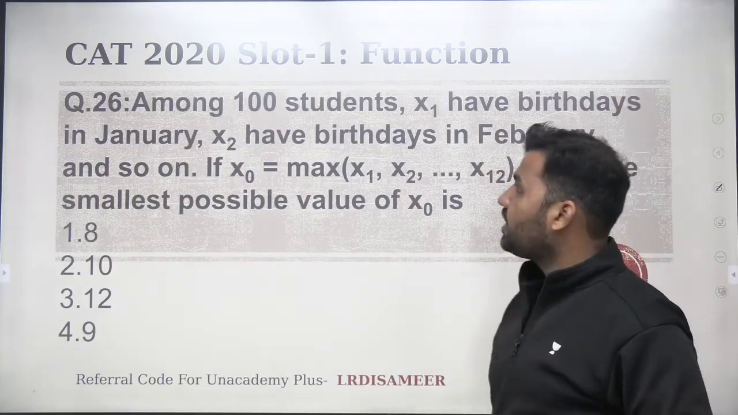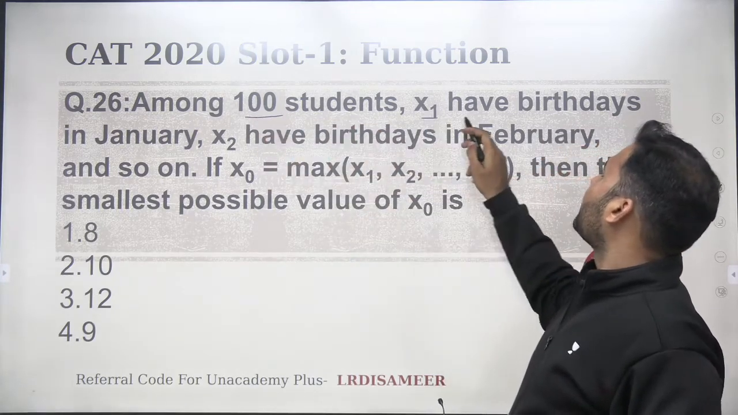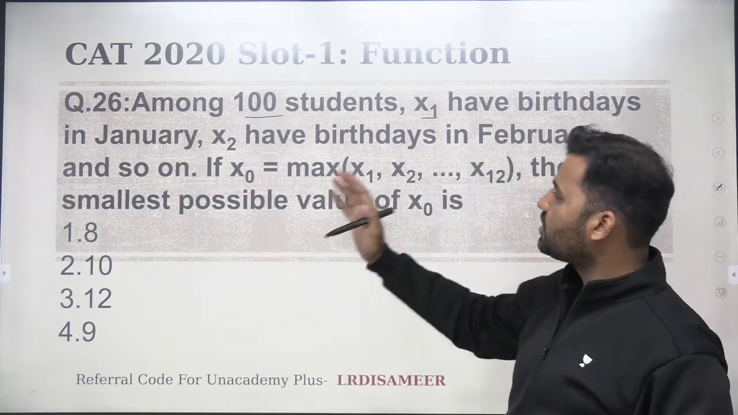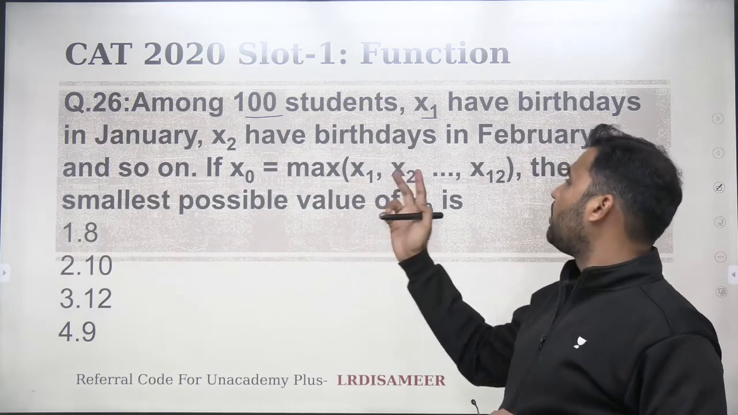Last question of CAT 2020 slot 1. It says among 100 students, X1 have birthdays in January, X2 have birthdays in February and so on. If the X0 value is denoted as the max of this, right?